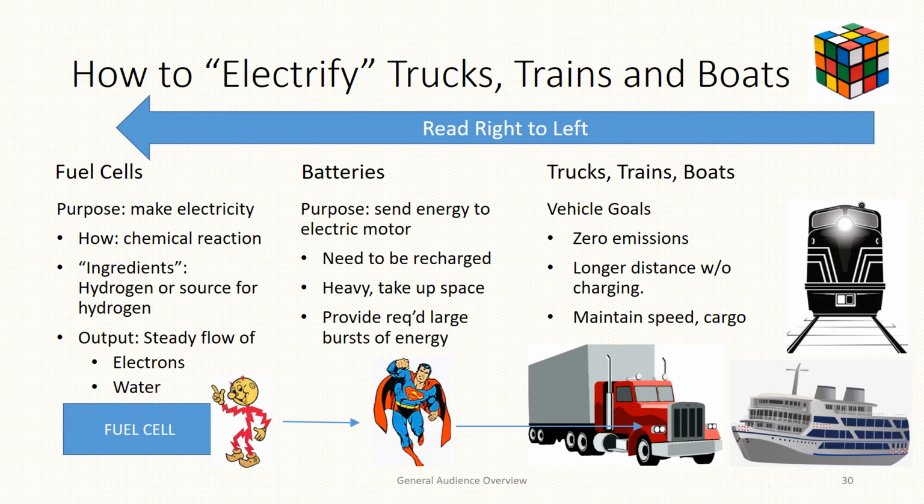So you say, okay, zero emission, how do we get there? This time we're going to start on the right-hand side of the chart and then go left. The vehicle goals are zero tailpipe emissions, longer distance without charging, and however we configure this, you need to be able to maintain the speed of the vehicle and the cargo. So how do you get that done? Let's go to the left center column now. We'll put in batteries, and batteries send energy to the electric motor.